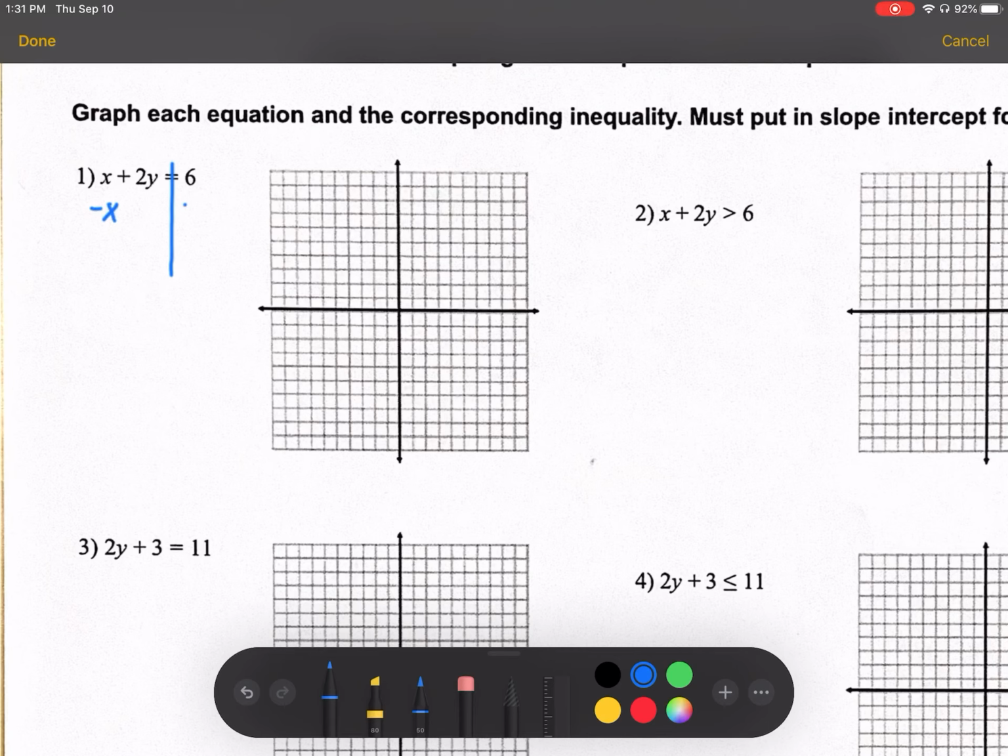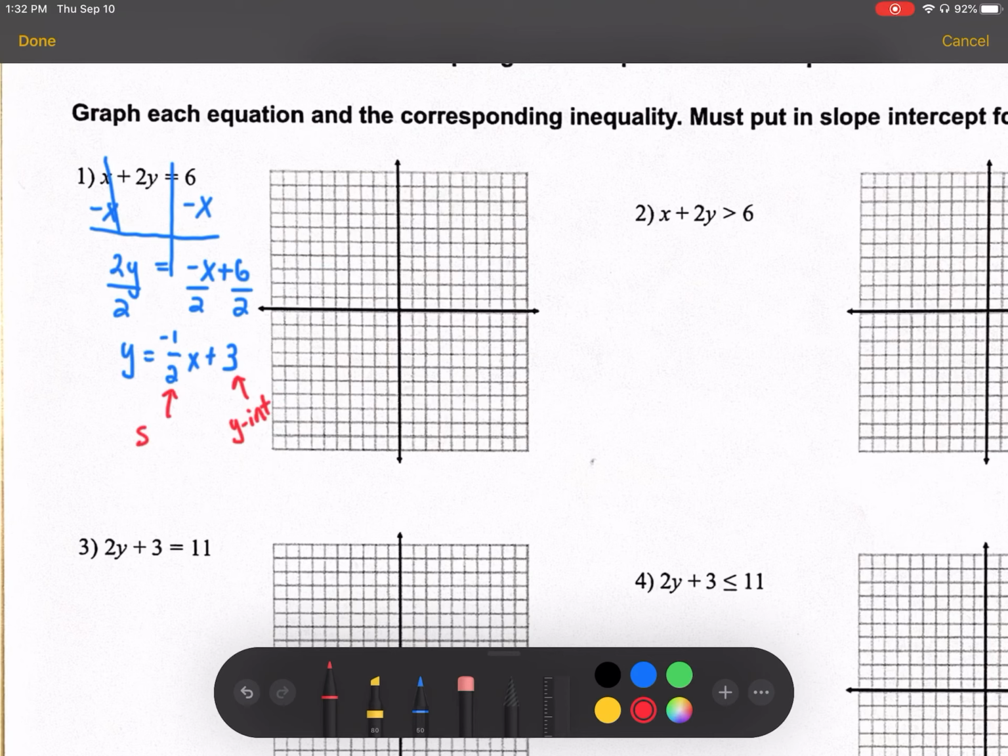So I'm going to get my y by itself, so I'm going to subtract x over. I'll get 2y is equal to negative x plus 6. And then I'll divide each piece by 2. And we'll end up with y equals, if there's nothing in front of x, it's an implied 1, so negative 1/2 x plus 3. So then when we go to graph this, this number is going to be our y-intercept. This is our slope, and we can graph those two things.